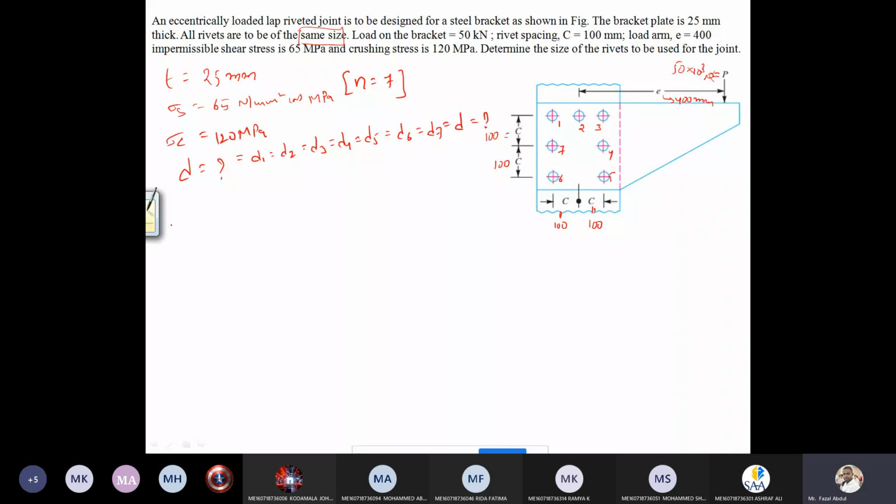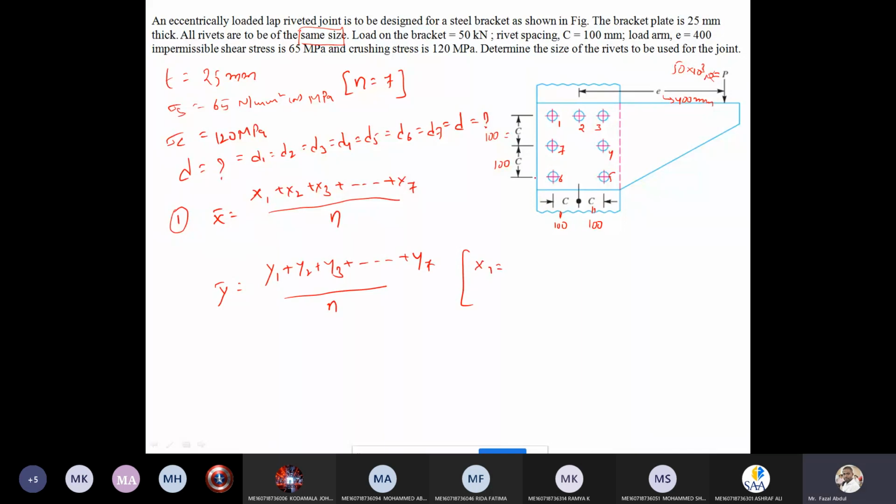For this, in the design procedure, the first point is we need to calculate the center of gravity for the given system. So I am calculating the center of gravity now. x bar is x1 plus x2 plus x3 plus up to x7 divided by n, the number of rivets. In the same manner, y bar is y1 plus y2 plus y3 plus up to y7 divided by n. So x1 how much?